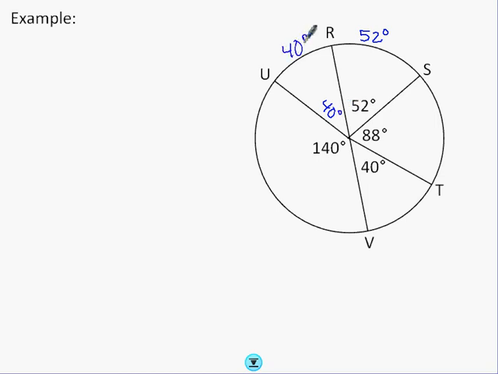Okay, let's get slightly more exciting than that. What's the measure of arc US? Well, it goes from here to here, and I'm just going to simply add them together. 92 degrees.